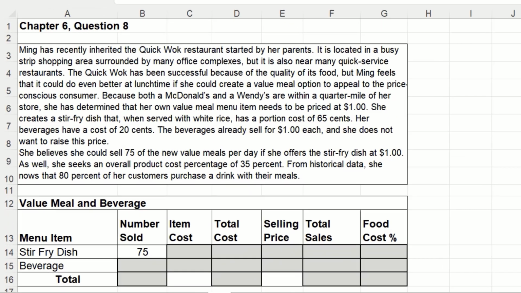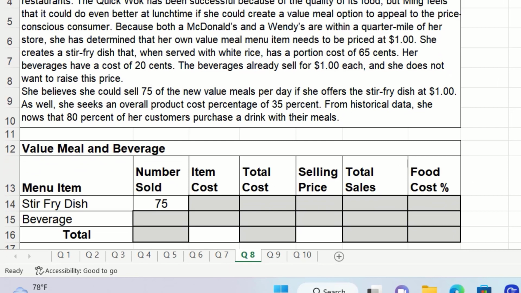In question 8, Ming has recently inherited the Quick Walk restaurant started by her parents. It's located in a busy strip shopping area surrounded by many office complexes, but is also near many quick service restaurants. The Quick Walk has been successful because of the quality of its food, but Ming feels that it could do even better at lunchtime if she could create a value meal option to appeal to the price-conscious consumer.